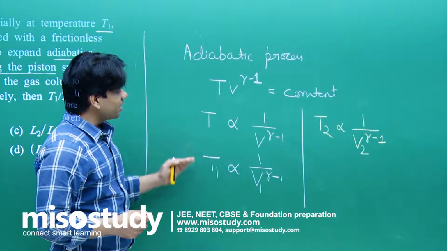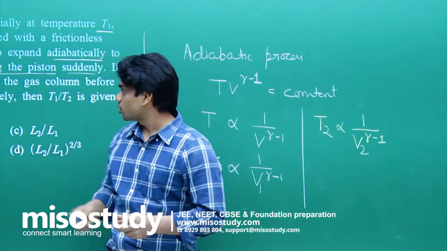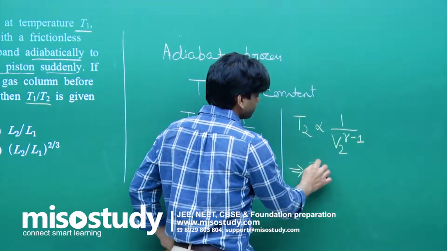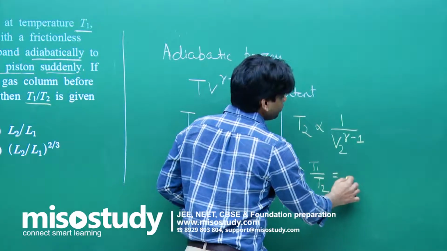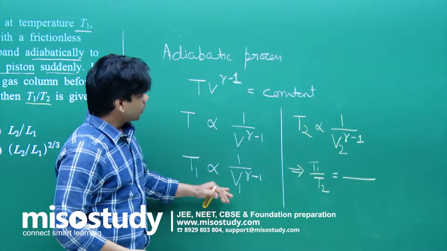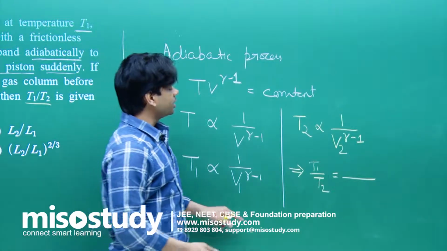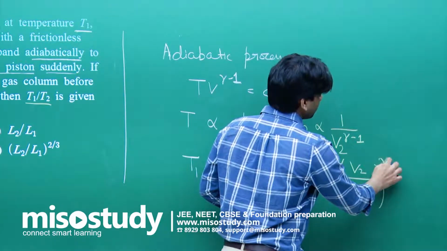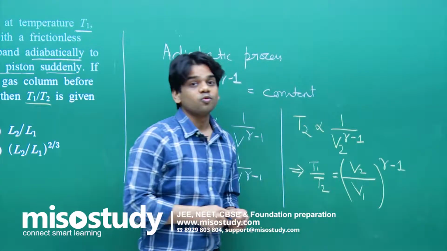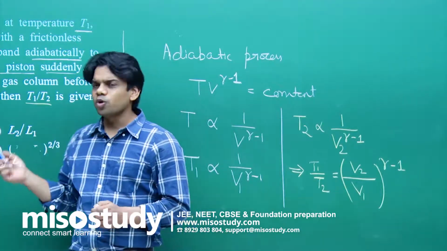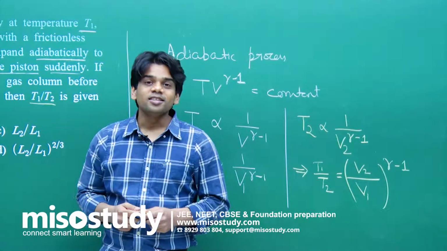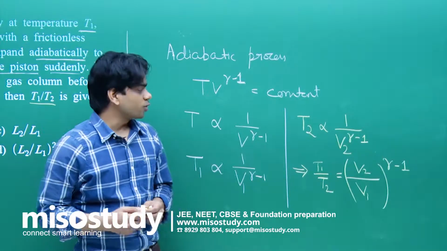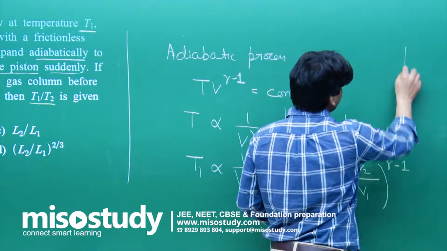Now if we take the ratio T1 by T2, because here the value of T1 by T2 is required, the T1 by T2 ratio will come out to be equal to, V1 will be in the denominator, so bring V1 there, and V2 will go in the numerator, power gamma minus 1. This is what we know. Now it's given that it's a monoatomic gas. For a monoatomic gas, the value of gamma is 5 by 3, that is what you can use.